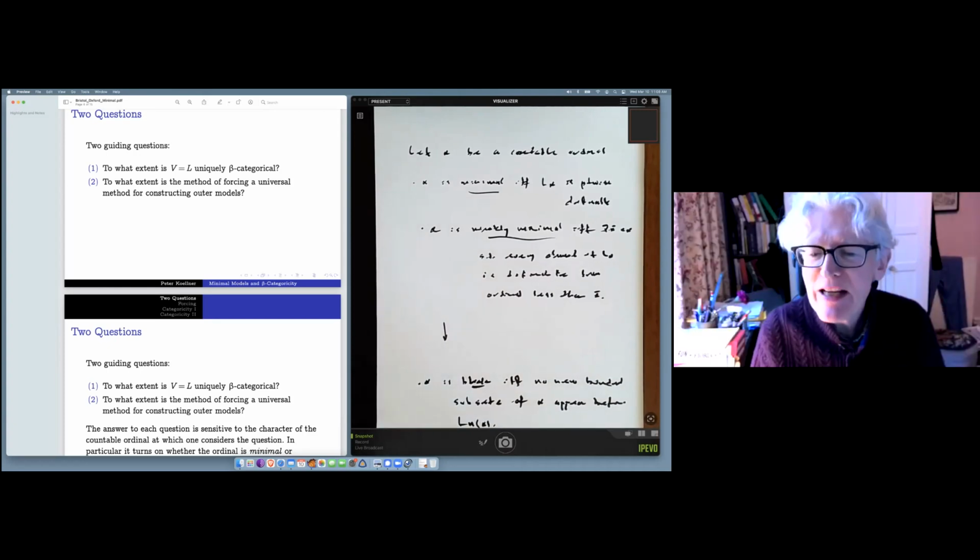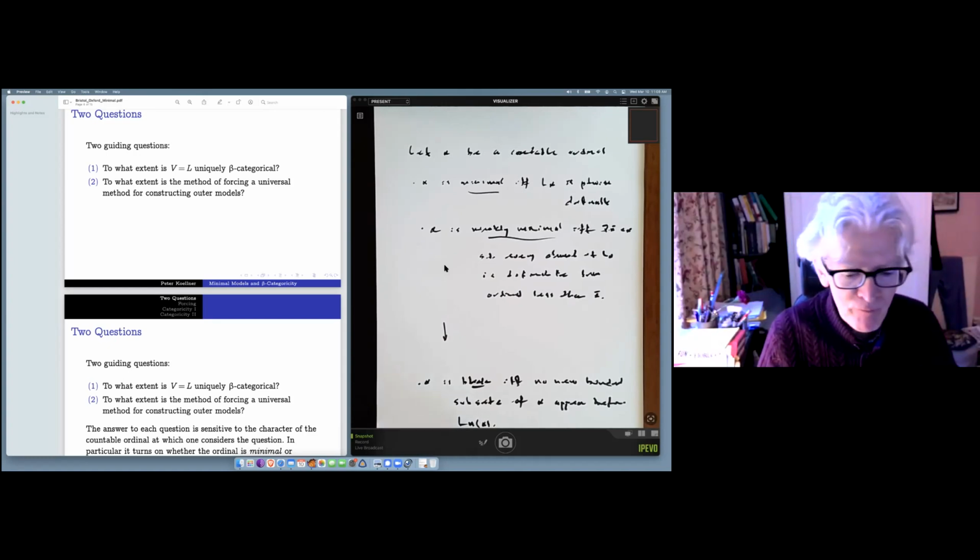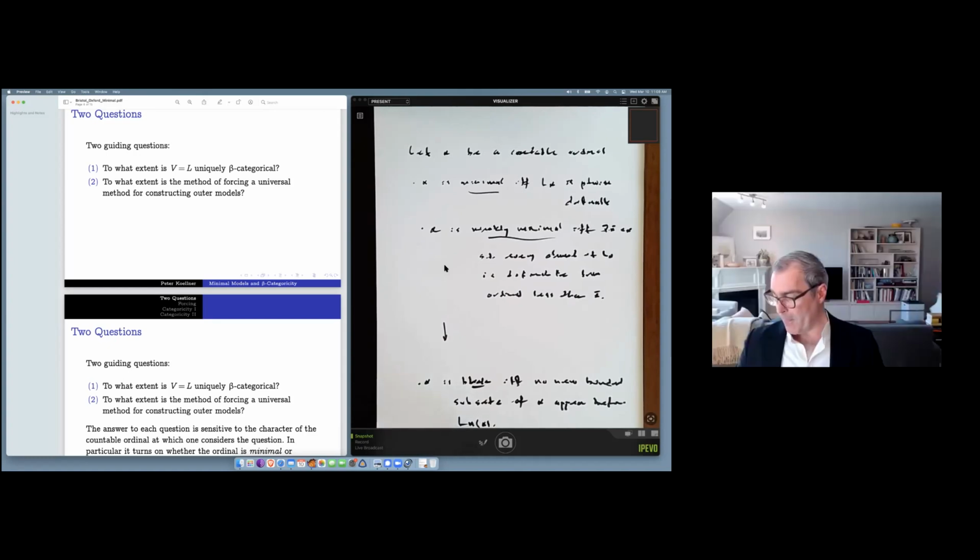So alpha is bleak, did you say? Yeah, alpha is bleak, and the way I think of it is, you're cruising up the constructible hierarchy, and then for a long time, no new subsets of L alpha appear. So it's a bleak landscape until you get to the next admissible. Or equivalently, L of n alpha satisfies that alpha is a cardinal. And another one that's going to come up is where L of n alpha satisfies that alpha is definably regular.